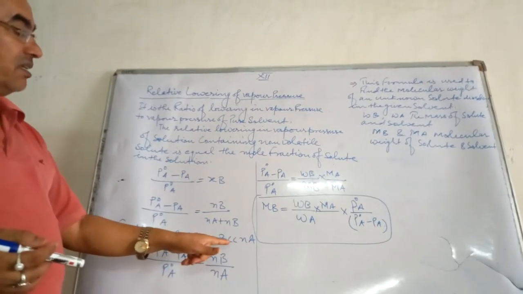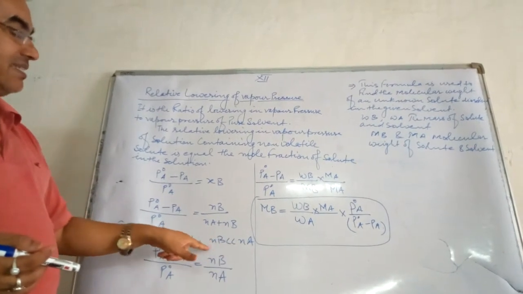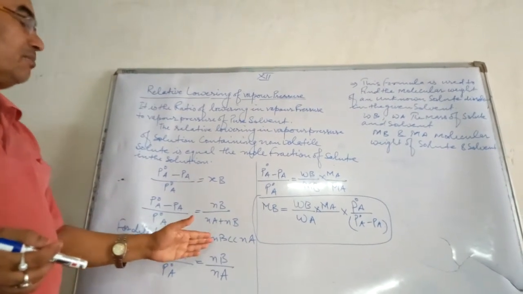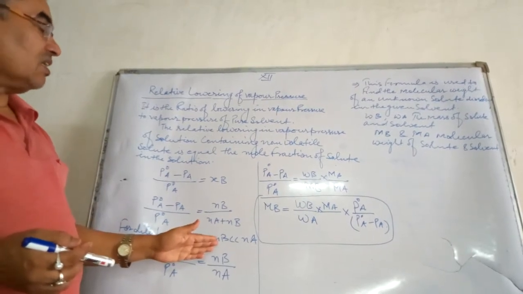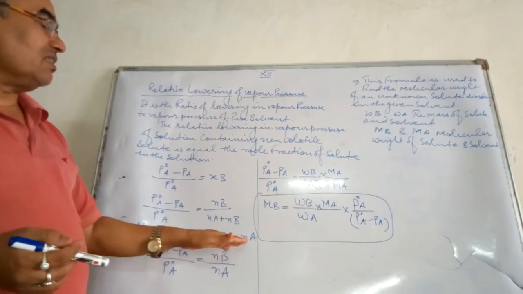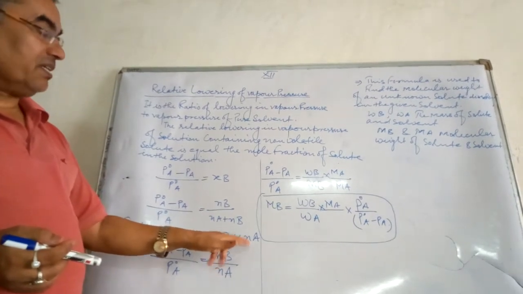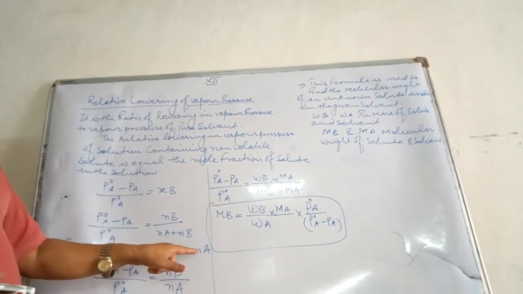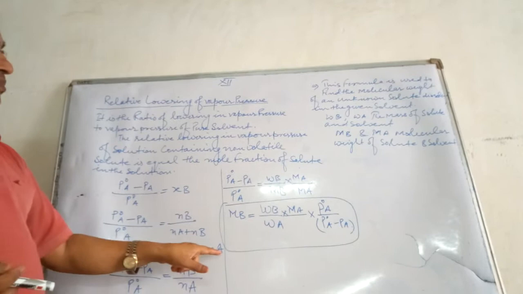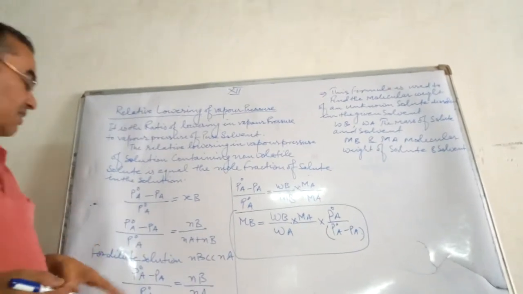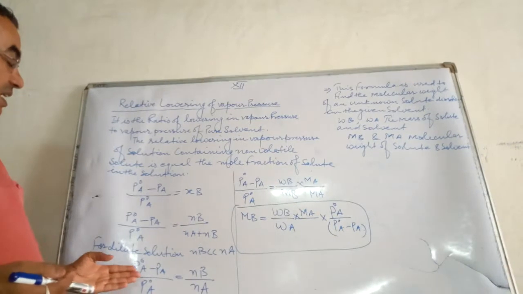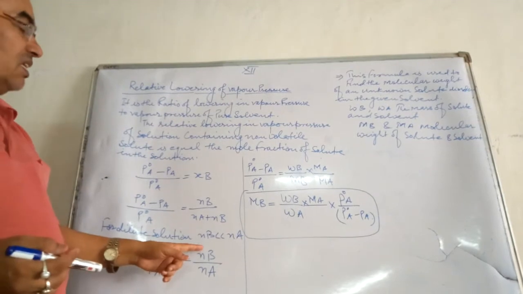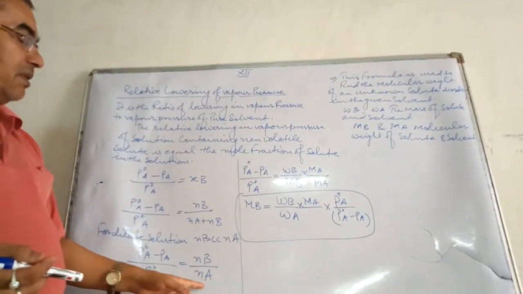This is the greater amount and this is the lesser amount. We can write for a very dilute solution, the number of moles of non-volatile solute is very less in comparison to the number of moles of solvent. NB is very much less than the number of moles of solvent. Then we can write this formula in this way. Relative lowering of vapor pressure (P0A minus PA) upon P0A is equal to number of moles of B upon number of moles of A.